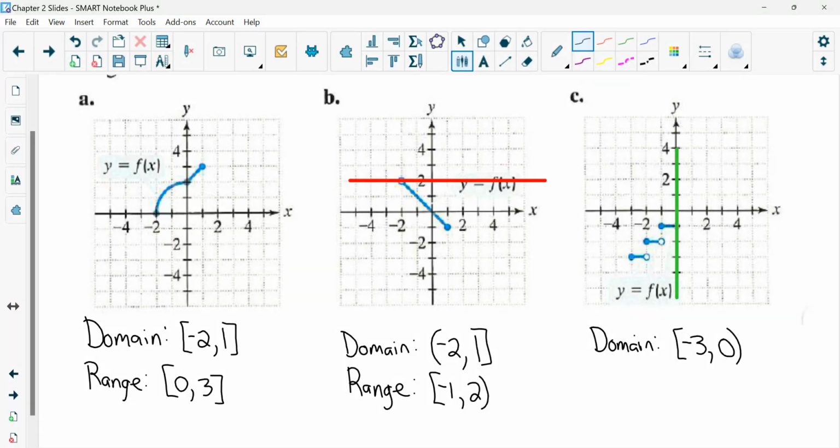But because there is an open dot at the 0, there's no closed dot at the 0, we'd have to put a parenthesis there. But it includes every number from -3, including -3, up to 0, but not including 0.